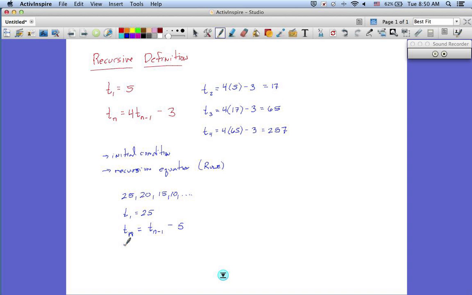So to find the fifth term, I'm going to take the fourth term and subtract 5. And I get 5. To find the sixth term, I'm going to take the fifth term and subtract 5. And the seventh term then will be 0 minus 5, and then negative 5 minus 5, then negative 10 minus 5, then negative 15 minus 5, so on and so forth. This, remember, is the recursive equation.